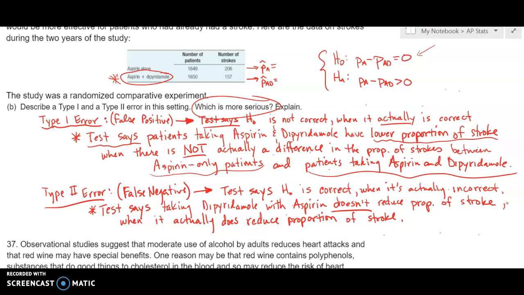I would say that the type 2 error would be a little more serious, because you've actually found something that could be helping people or helping reduce the number of strokes. And our test basically told you that it didn't. So I would say type 2 more serious, and for those stated reasons.